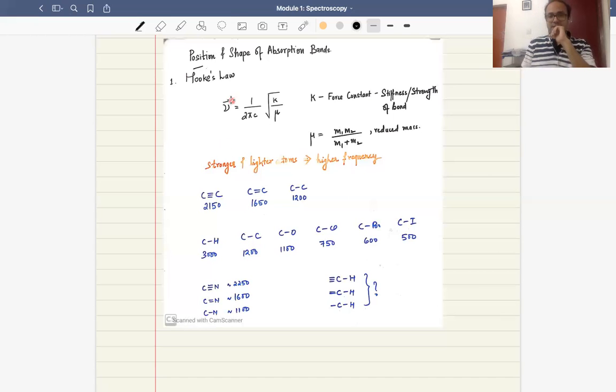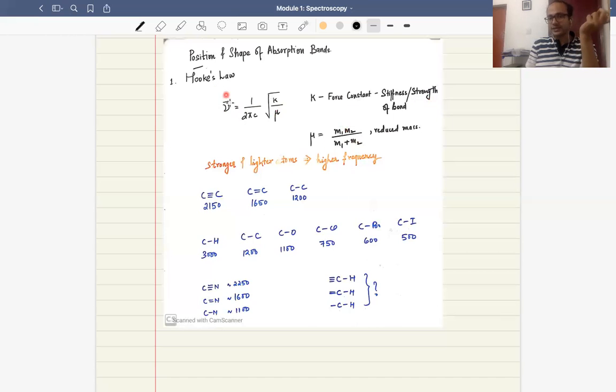If you look at Hooke's law, it has been converted to calculate the wave number, and it's proportional to the frequency. So the wave number is equal to 1 by 2 pi c root of k upon mu, where k is your force constant, that means the stiffness or the strength of the bond, and mu is the reduced mass, which is m1 m2 upon m1 plus m2.